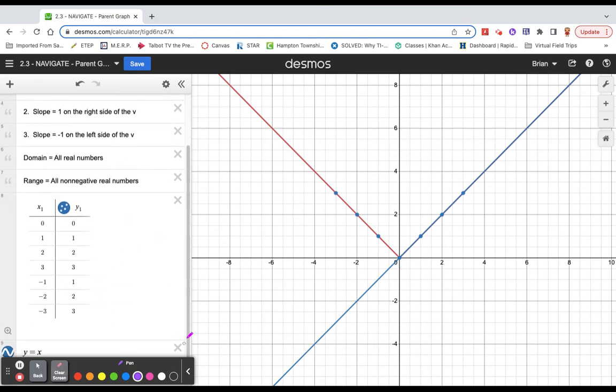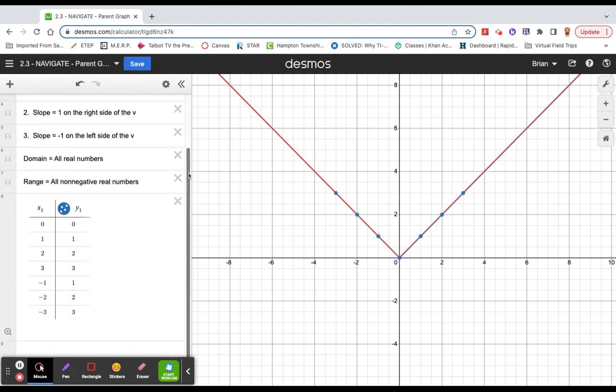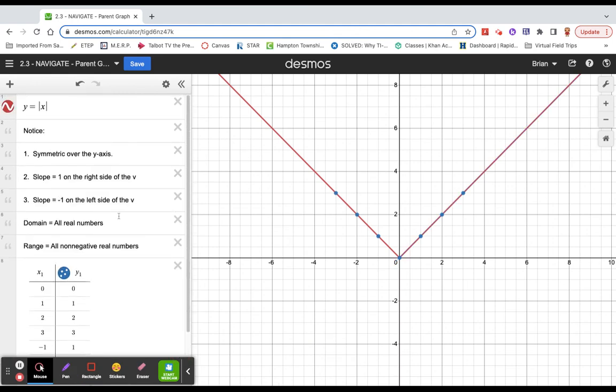In the event that we are using the absolute value parent function, we're going to expect to see some changes happen to this graph. We'll expect to see this graph move to the left, to the right, up and down. We'll expect to see changes to the slopes of these sides, and we'll certainly expect to see changes in the direction of the graph.